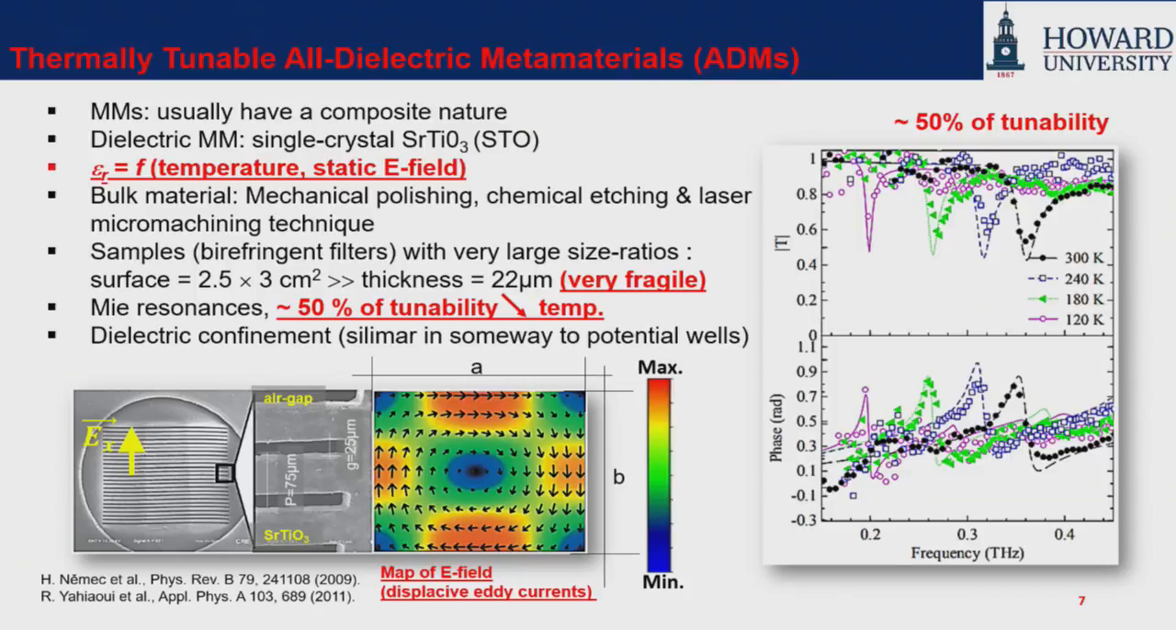The material itself is strontium tantalate. In the beginning, the thickness was about 250 microns. So we polished the substrate, we etched it. There were a lot of different steps. We didn't use the sample as a bulk material, but it has been processed chemically, mechanically, and by using laser micromachining techniques. But the material itself is strontium tantalate.